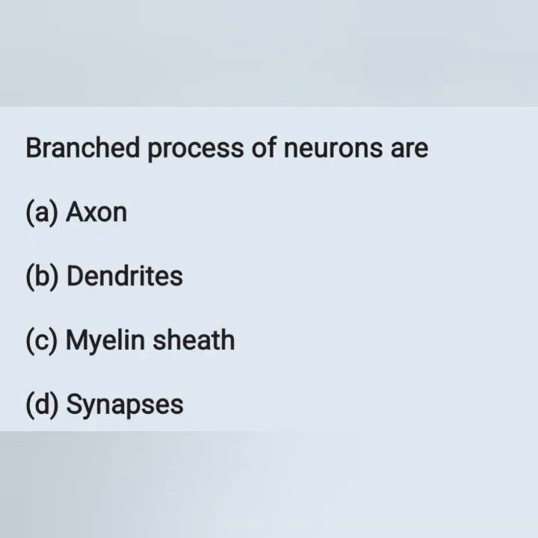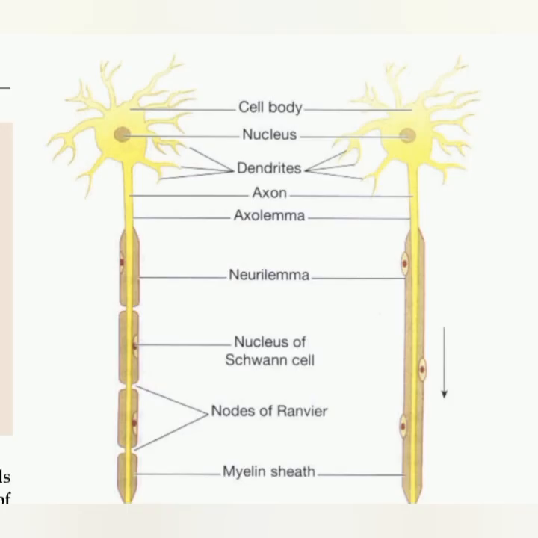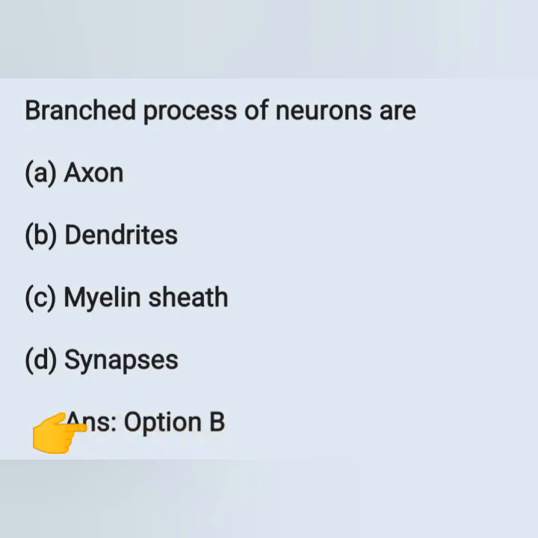And the next question is, the branched processes of the neurons are called. Options: option A axon, option B dendrites, option C myelin sheath, option D synapse. See here in this picture we can see the branching processes, that are known as dendrites. Option B is the correct answer.